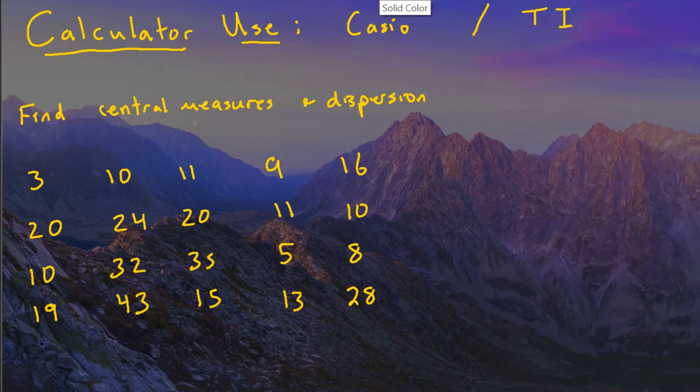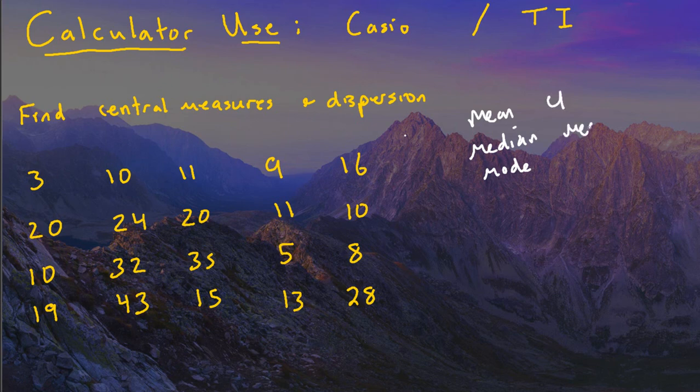We've been talking about finding central measures and measures of dispersion, and we've been doing those by hand. Let's take a look and just kind of review what those even are. So our central measures are mean, median, mode, and our symbols for those are mu, MED. That's a mu, not a U.